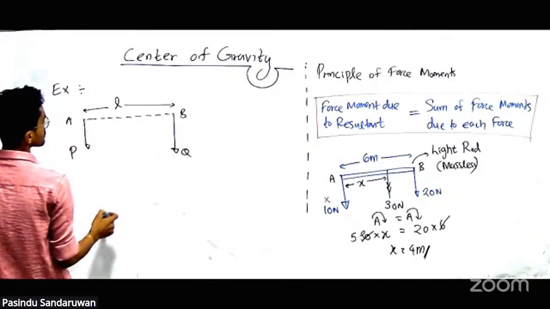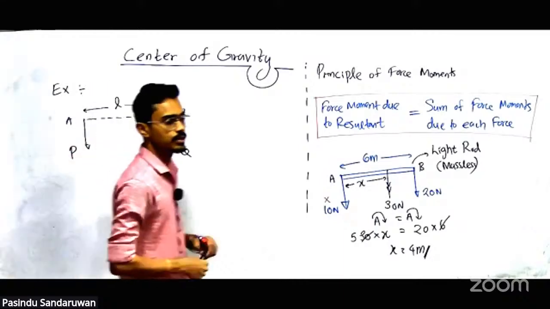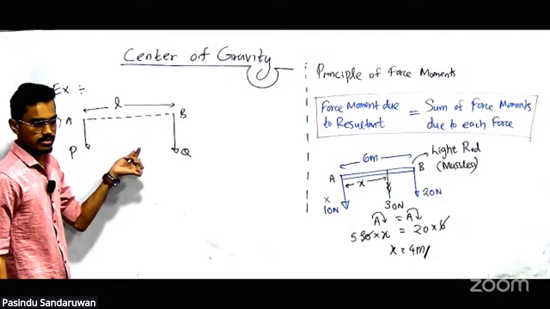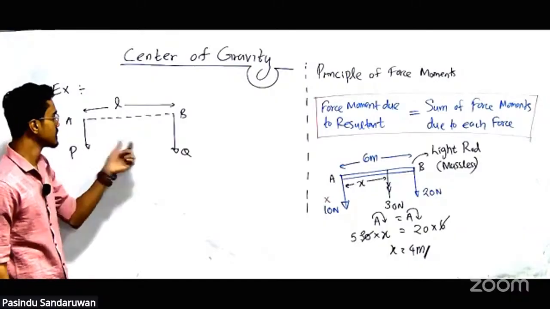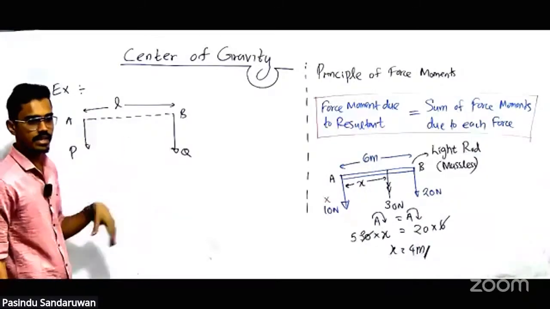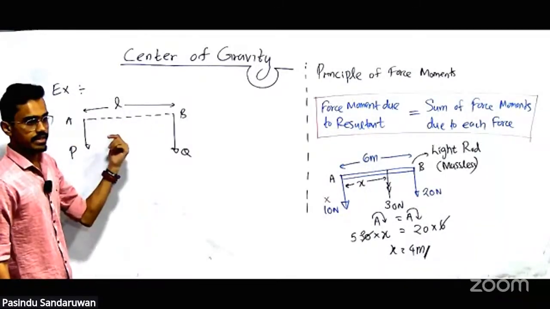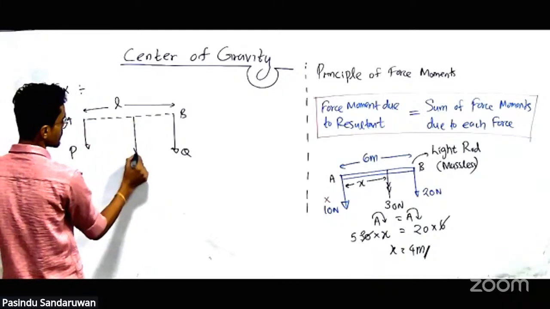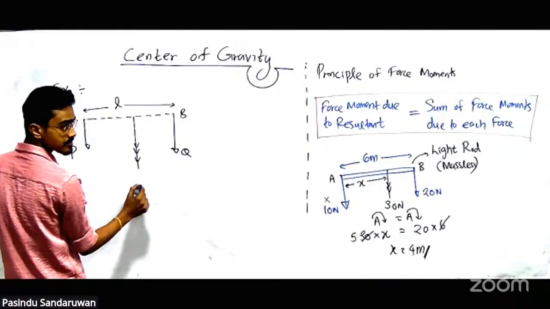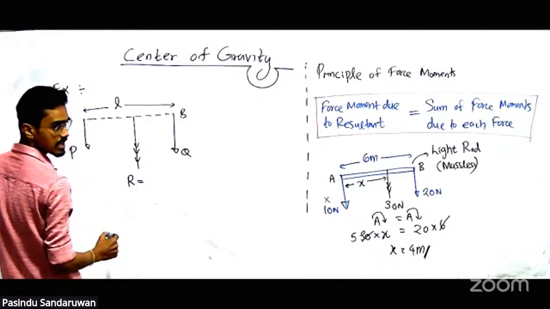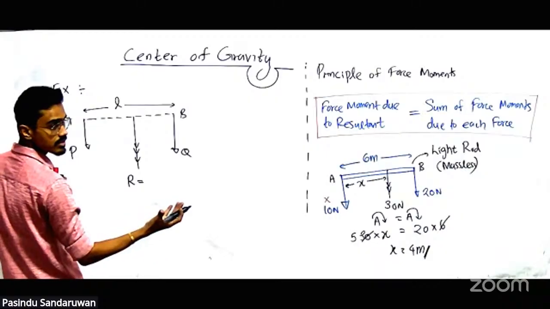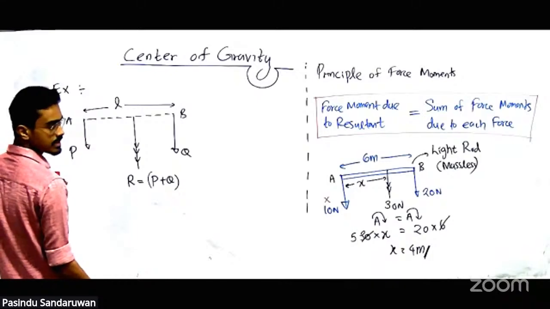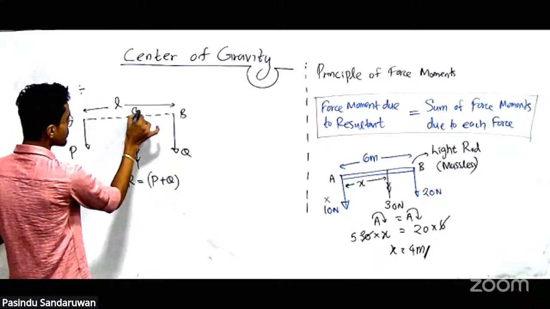I need you to find the distance to the resultant in terms of these given letters P, Q, and L from A and B. Take a moment. So I will label that resultant point as, so this is the resultant. Now as a value, what is the resultant? The magnitude is P plus Q. Parallel forces, no? P plus Q. And let's label the resultant point as G.